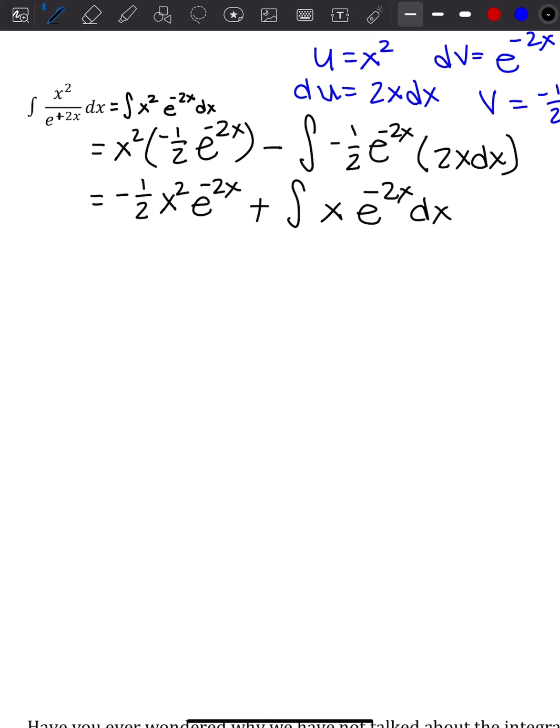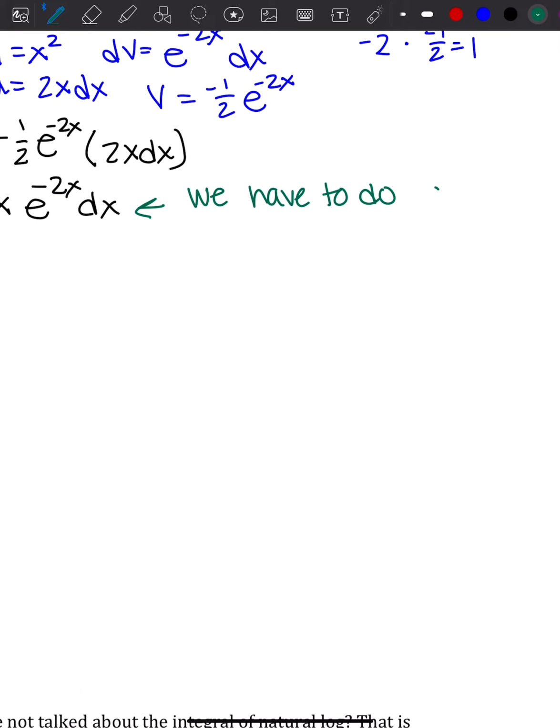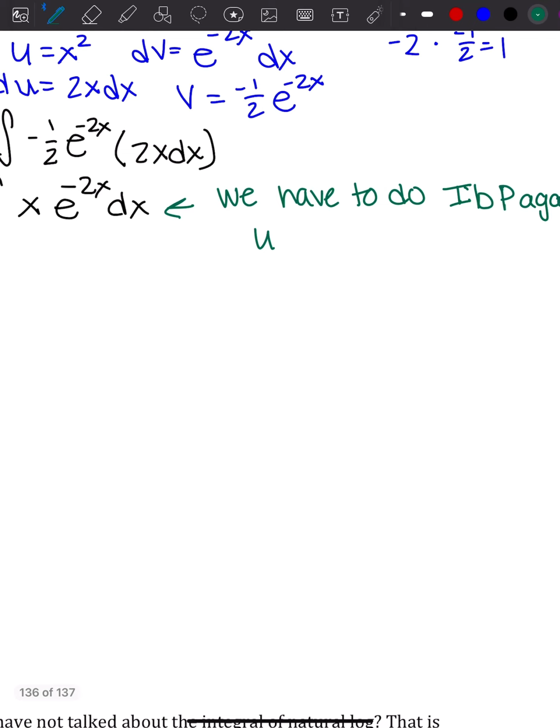You may be thinking, if we were to take the integral of this using u substitution, we would still have an issue, which means we still need to use integration by parts. And you would be right. That means we need to do integration by parts again. The only thing that we're going to be doing integration by parts on is this integral right here. So we're going to pick a new u and a new v. In this case, we're going to stick with x being our u.